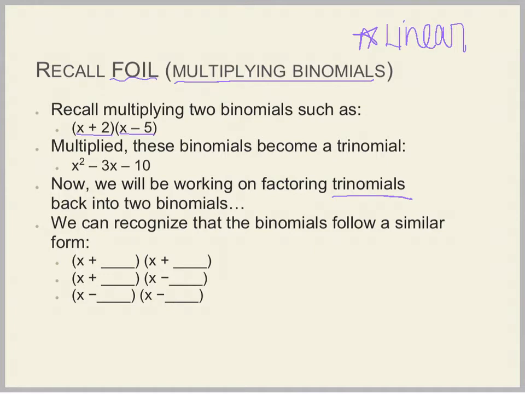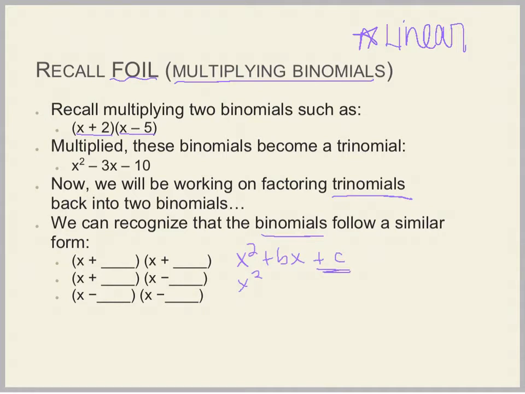We can recognize that the binomials, specifically the linear binomials we work with, follow a similar form where we have x plus some number times x plus some number. And this would be in the case where we would have x squared plus bx, and we would be adding a c term. Okay, things would be multiplying to a positive term.